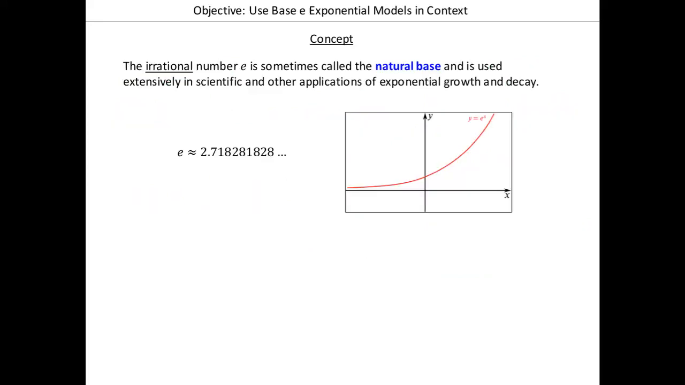So for today, we're going to be looking at the irrational number e, and sometimes we call e the natural base, and it's used extensively in scientific and other applications of exponential growth and decay. So e is this number right here, 2.718281828. So it keeps going on forever. It doesn't end. That's what's called irrational. Kind of similar to pi. You know how pi keeps going on forever and there's no specific pattern.